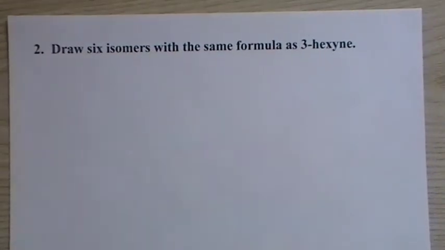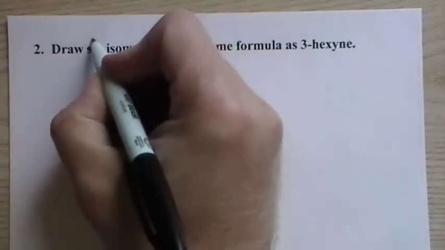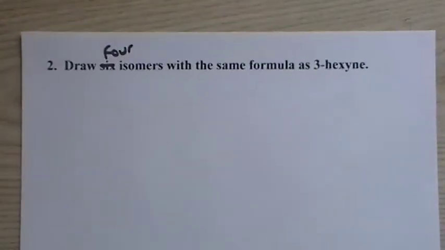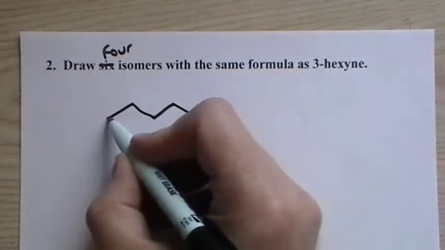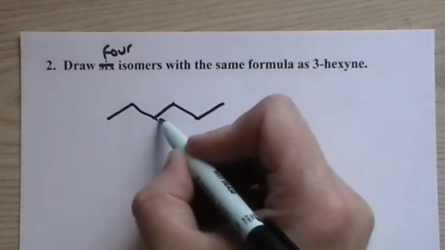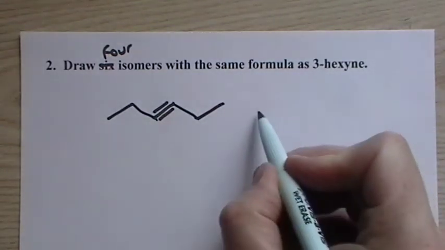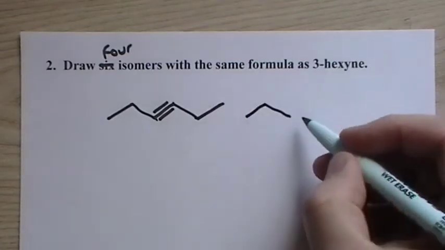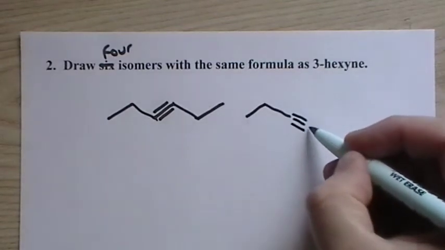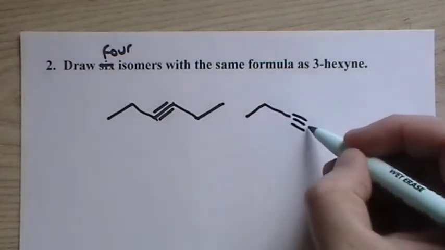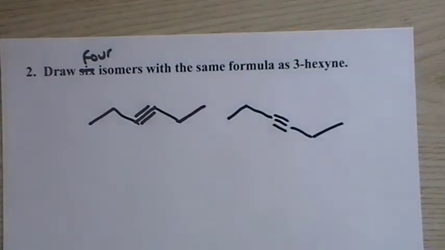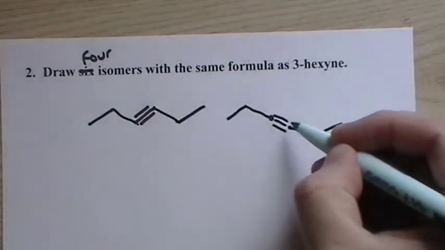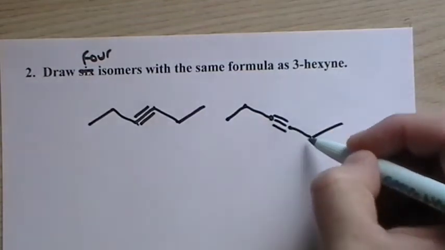Okay, so draw 6 isomers with the same formula as 3-hexyne. I'm going to make this 4, I think that'll be enough. So hexyne, let's draw it out first. 1, 2, 3, 4, 5, 6. I want the triple bond at 1, 2, 3 there. And I'm going to rewrite it in this form, so this will be boom, boom, boom, boom, 1, 2, 3, 4, 5, 6, just so that we have the correct orientation, the correct angles.